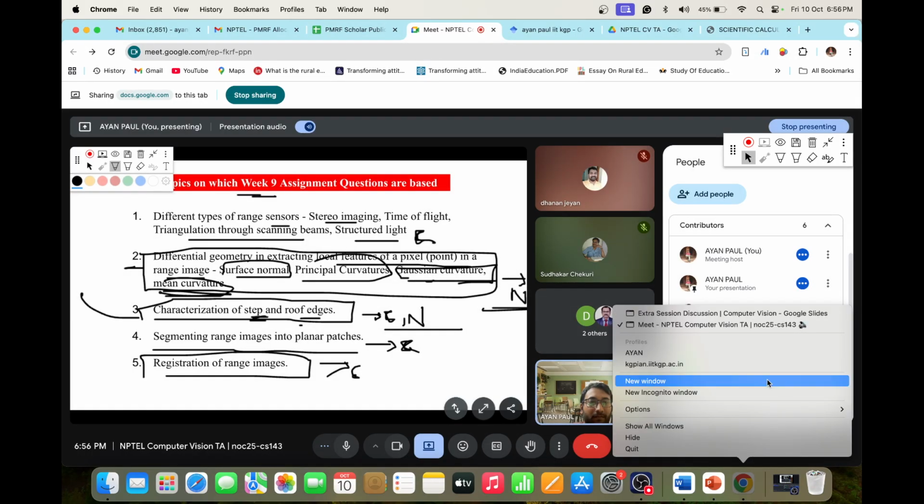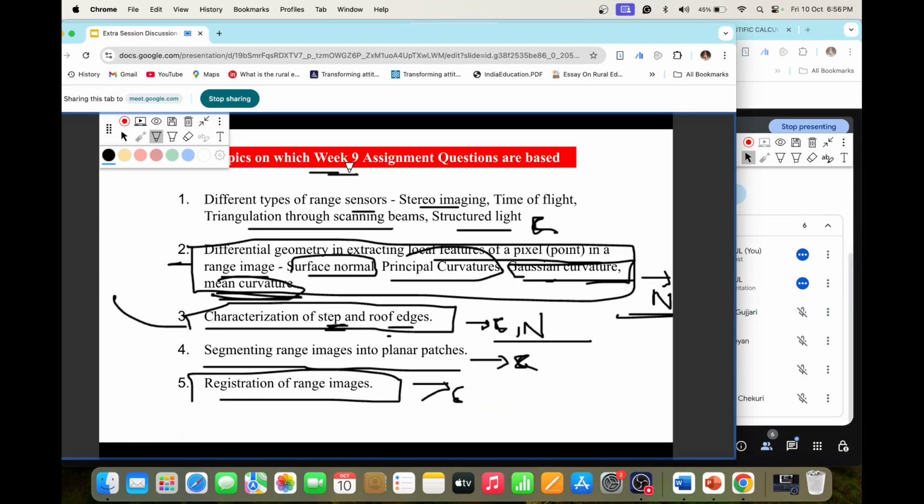So week 9 is based on this range image. Okay, range image is nothing but your 2.5D image. If you talk about this color image, that is a 2D image, because each x and y, that is pixel value, will represent nothing but the color values. But when you talk about a range image, each xy will represent nothing but your depth. Okay, that is why it is also known as 2.5D image, range image.